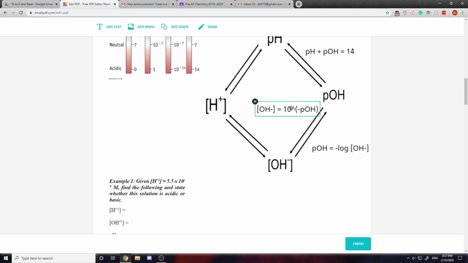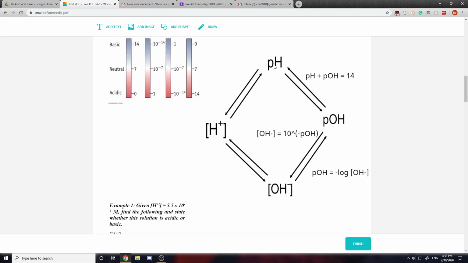Just plug and chug. Remember, these two buttons, the log and the anti-log button, are one and the same. It's the button right next to the 1 on the calculator. The log is the control on that button, but the anti-log is just 10 to the x. So you just press 10 to the x. It'll tell you to fill in the exponent for the 10, and you just put negative pOH, and that'll get you your OH concentration.